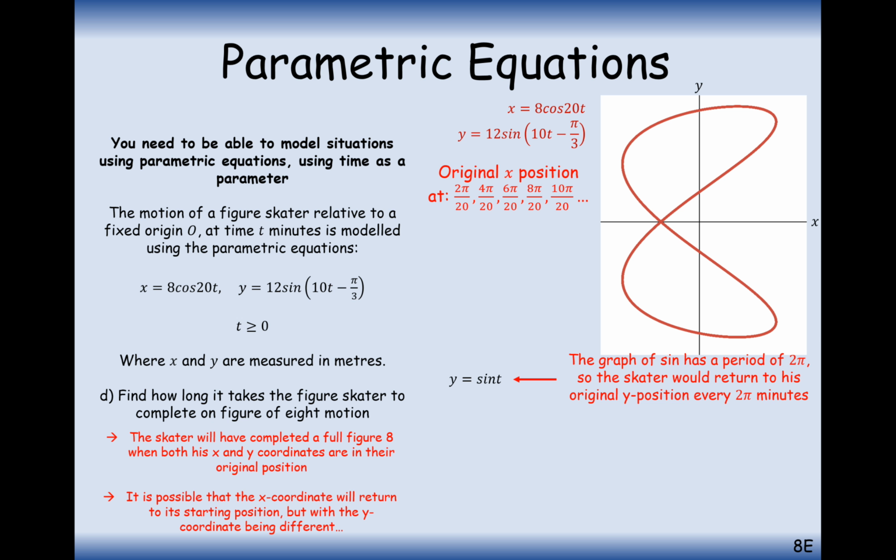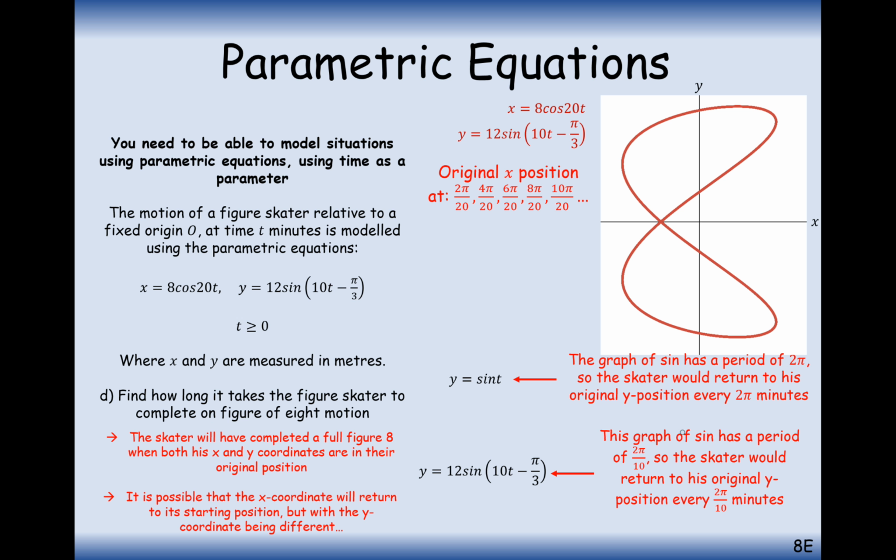Y equals sine t has a period of 2 pi as well, but the coefficient is going to signal to you the multiple of that periodicity. So the graph of sine has a period of 2 pi by 10, so the graph would return to its original y position every 2 pi by 10 minutes. That's because we've got effectively a scale factor multiple on the t value. So the period is going to happen 10 times as often, because we've got this scale factor of 10.